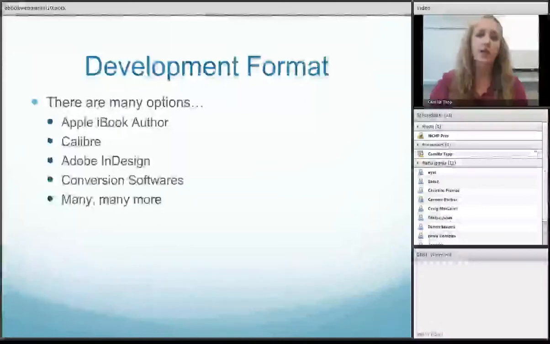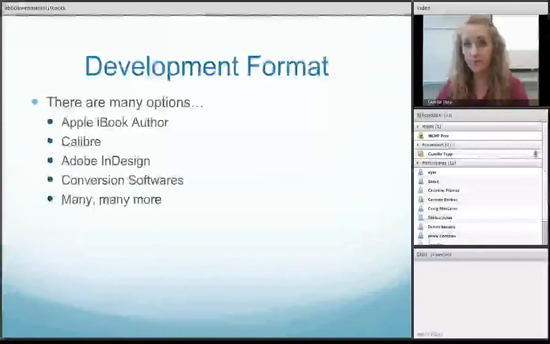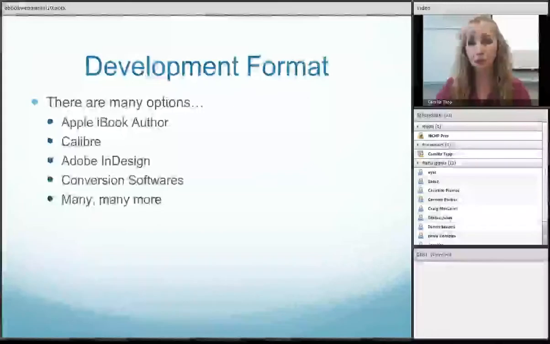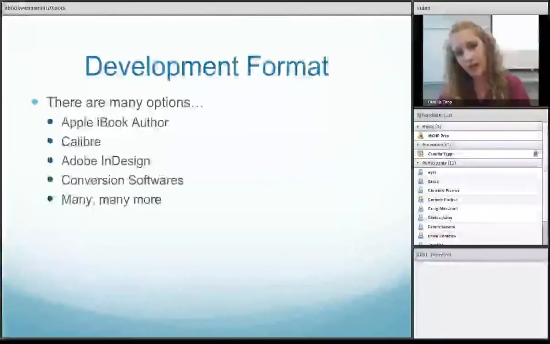Then there's conversion software, for converting between the different formats, which of course has its ups and downs. It usually doesn't come across quite as well as it should, but there are many options. So it's really about finding the one that works for you, talking to people and seeing which one fits your needs. If you know InDesign, that might be the right choice. If you're not sure, or if you're handing it off to someone, Apple iBooks Author is a pretty good option as well.